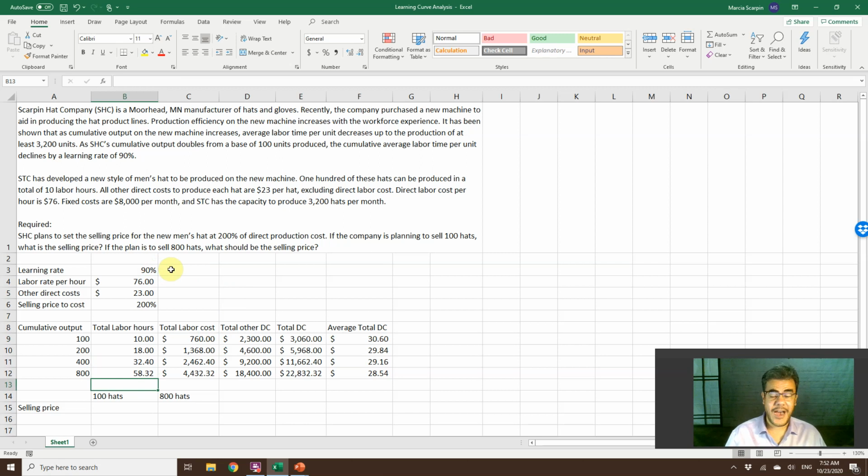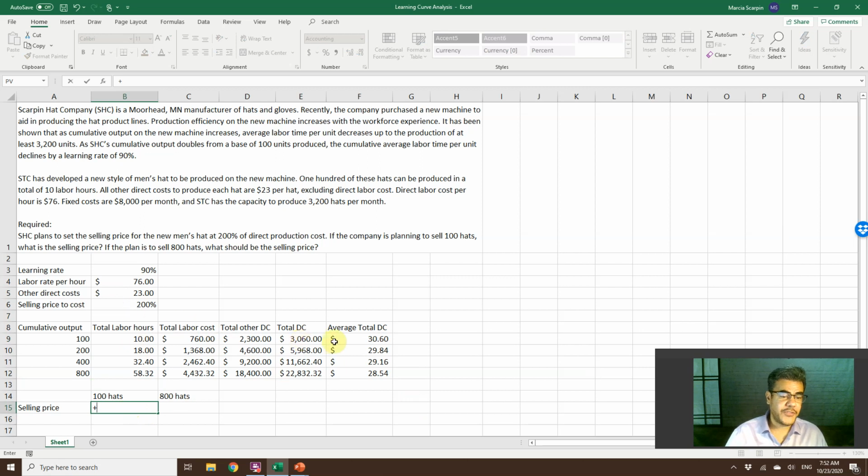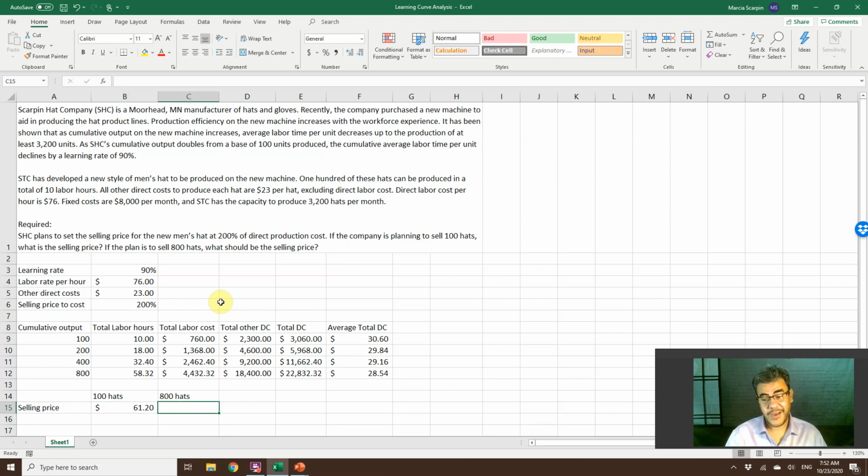And here we have our total costs. And if we are basing our selling price on this markup here, 200%, our selling price for 100 hats will be $30 times 200%, $61 per hat. However, if we are working with 800 hats, it will be cheaper. It will be $57. So $4 less because of our learning rate.